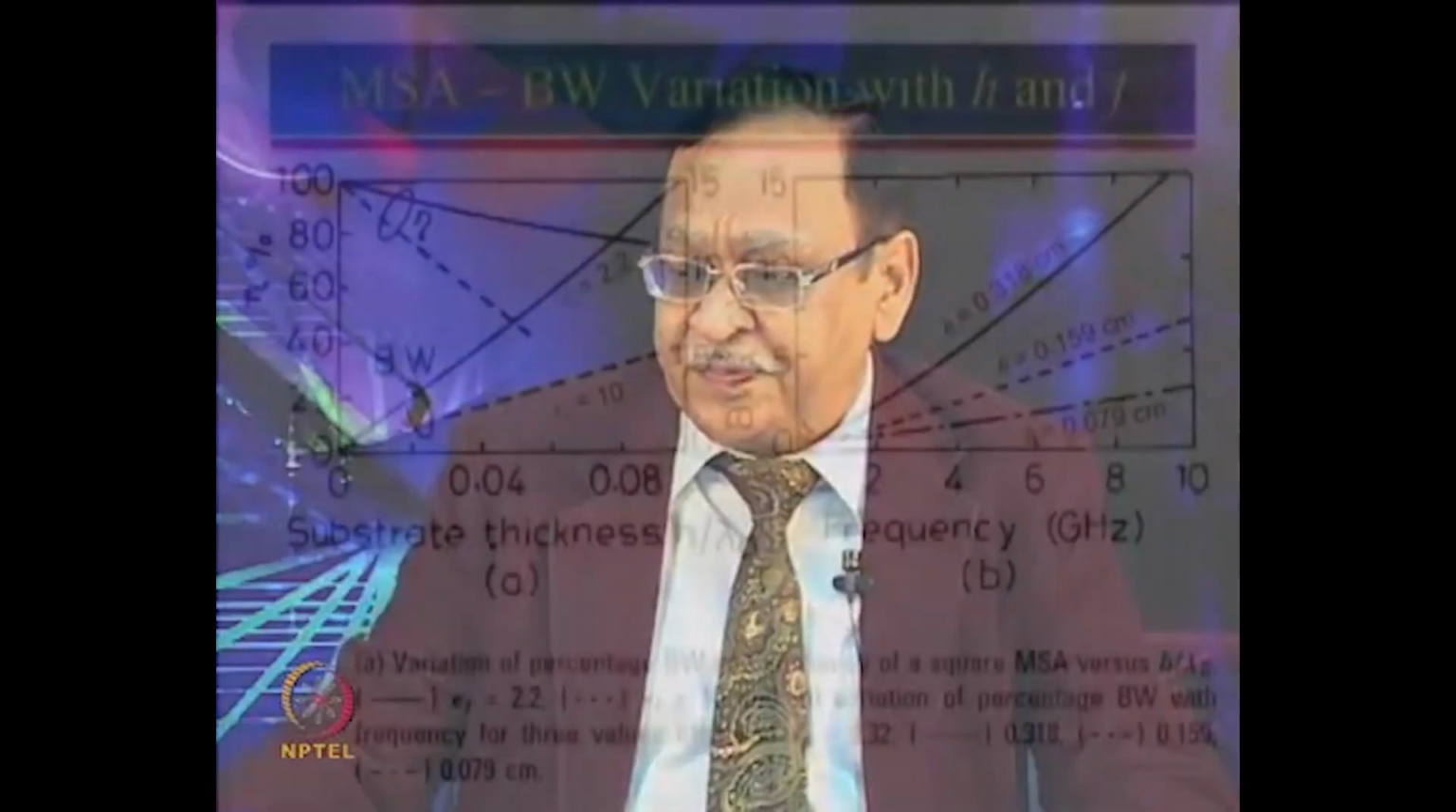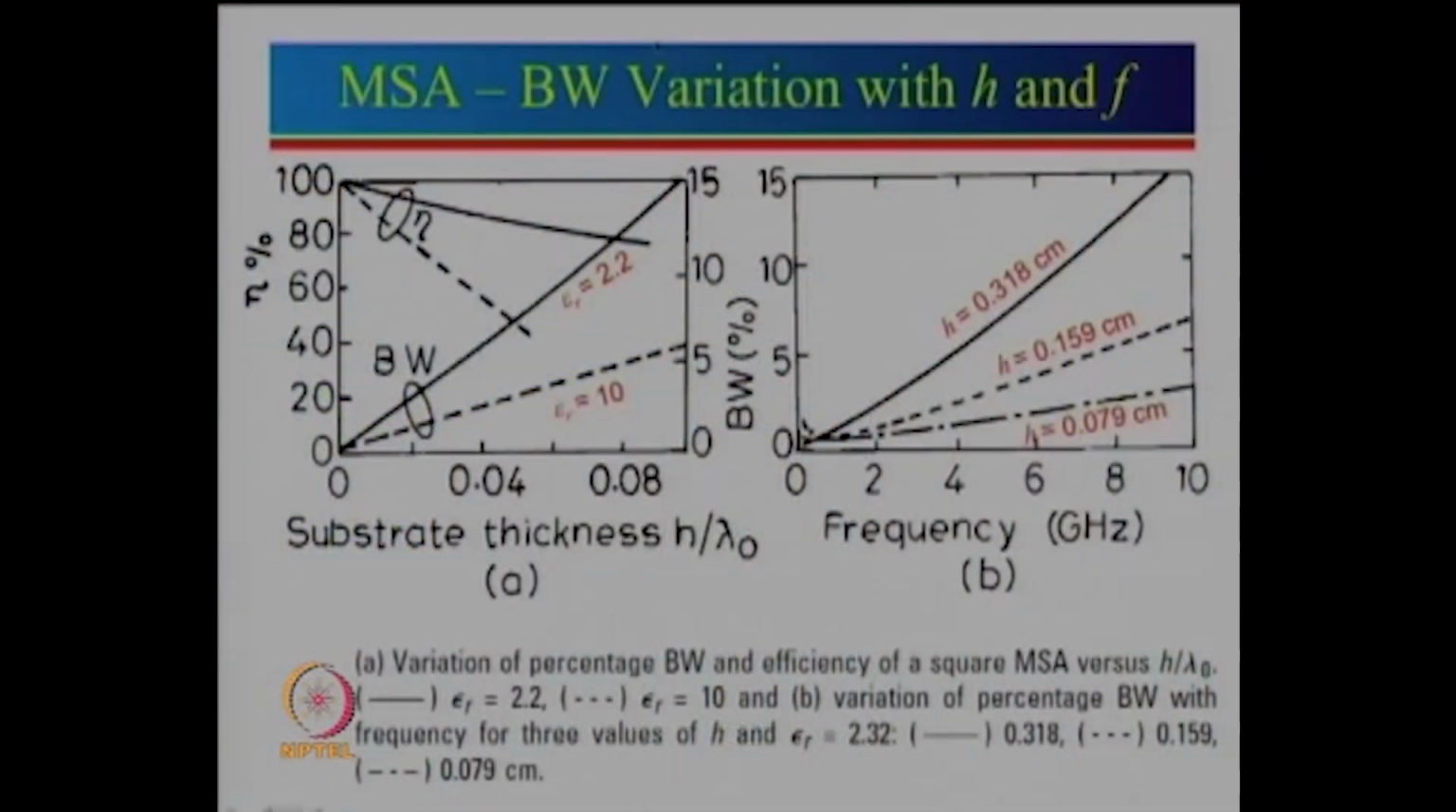So, let us see, there are 2 curves here. Let us first look at one of the curves. What is this curve? It shows bandwidth variation with substrate thickness, shown here, and with frequency. We have substrate thickness shown along this side, and this is a normalized substrate thickness. I have always been telling you that the absolute value should not be considered, always a normalized value. So, what we can see here is that h by lambda 0 varies from 0 up to 0.1.